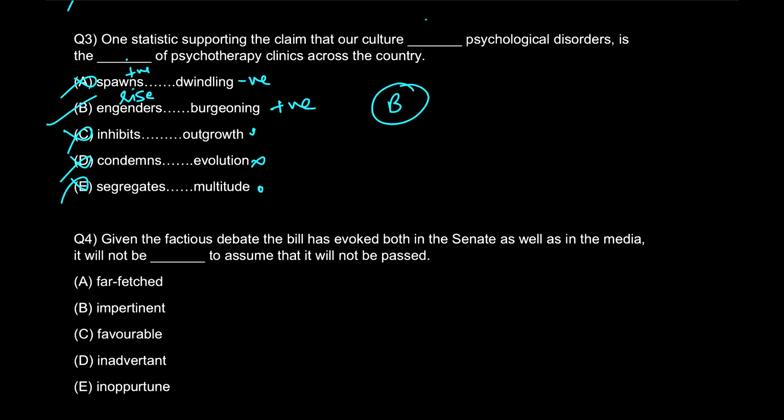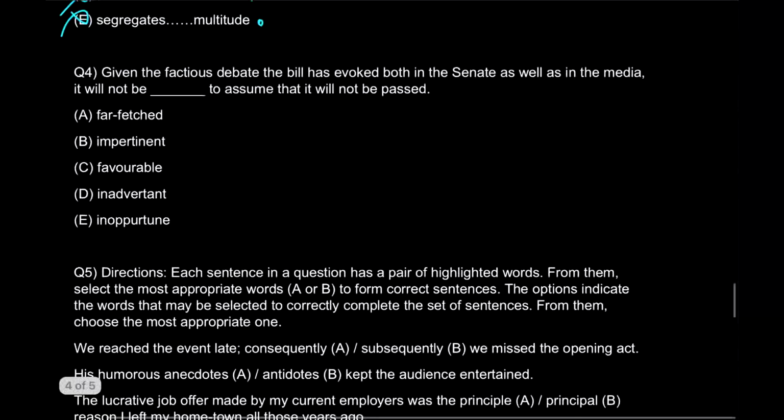Now, for the fourth question, everyone, please focus. Number fourth question is an example of one blank. Okay, one blank. If you see here, what you have to do, given the fatuous debate the bill has evoked both in the Senate as well as in the media, it will not be dashed to assume that it will not be passed. Not be, not be. तो इस केस में हमें क्या करना है?